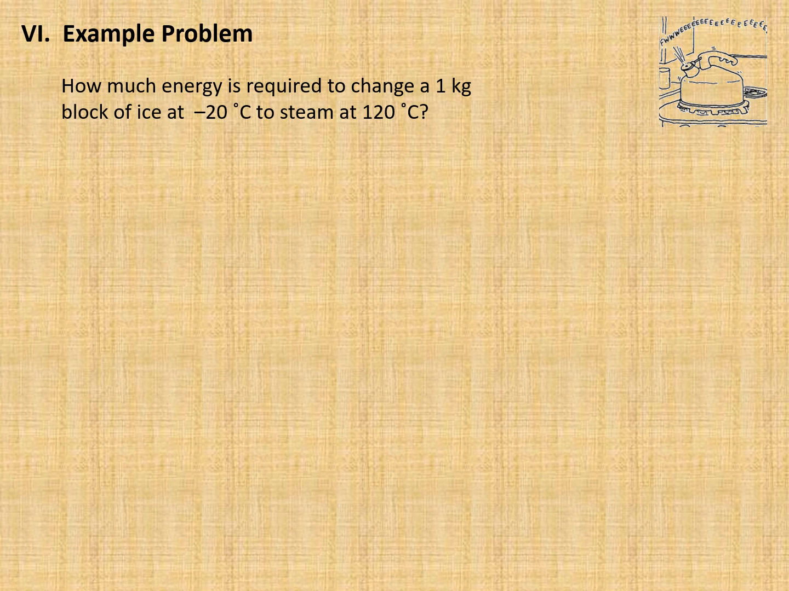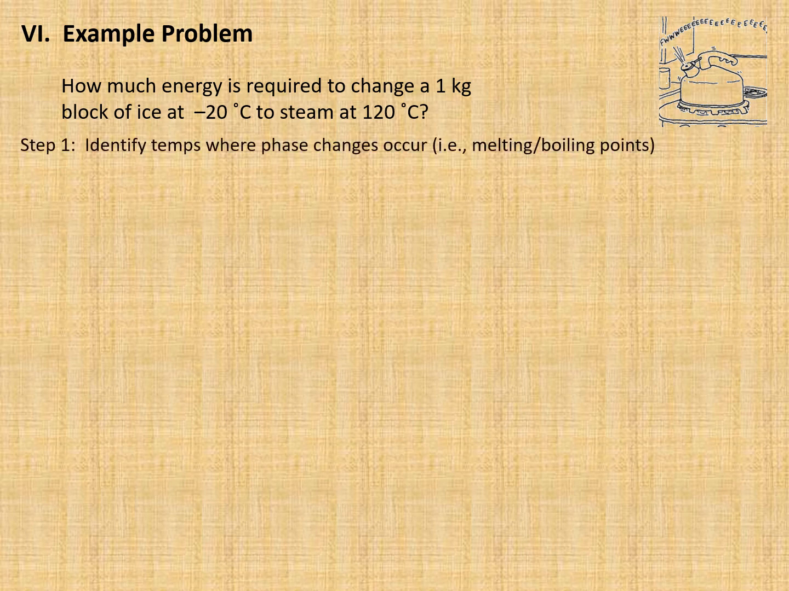All right, so finally, let's take a look at solving a simple calorimetry problem involving phase changes. In this problem, we're asked how much energy is required to change a 1 kilogram block of ice at negative 20 degrees Celsius to steam at 120 degrees Celsius. So the first step when you get one of these problems is to identify the temperatures where the phase changes occur. In other words, identify the melting and boiling points and see which of these temperatures are going to be important in solving the problem.